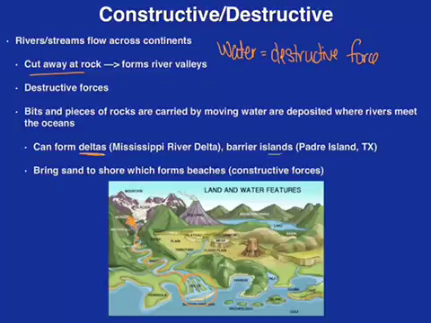or barrier islands. A delta actually occurs where the Mississippi River enters the Gulf of Mexico, and by Padre Island in Texas. They can bring sand to shore, which then forms a beach, which would be a type of constructive force. And you can see that a beach is forming here at the end of this delta.